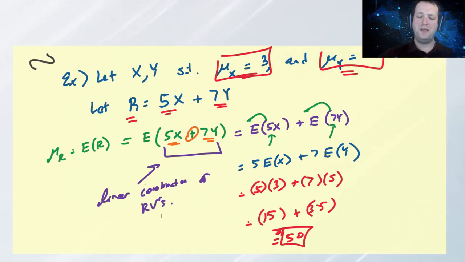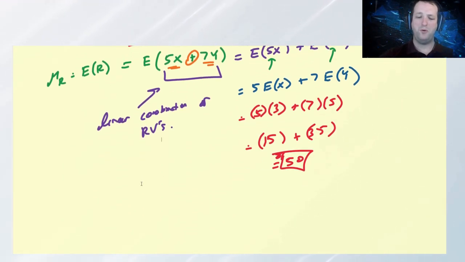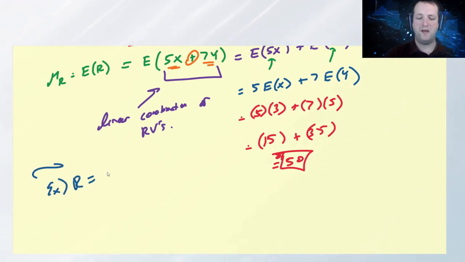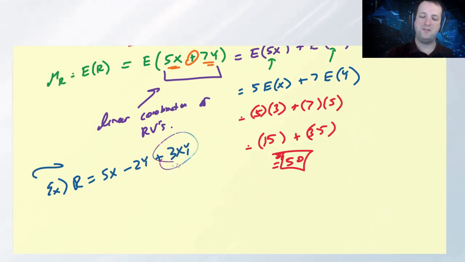What's not so easy, for example, is if you have a revenue function such that it's 5x minus 2y plus 3xy. Now this term is going to give us a little bit of an issue because we don't know that the expected value of the product is equal to the product of expected values. And in general, that's not true. So we need to figure out a property that's associated with that.